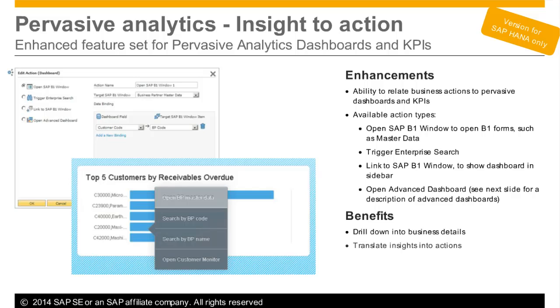With SAP Business One 9.1 version for SAP HANA, the Pervasive Analytics Designer has been enhanced. There is now the ability to relate business actions to pervasive dashboards and KPIs. The available action types are: open SAP B1 window to open B1 forms such as master data, trigger enterprise search, link to SAP B1 window to show dashboard in sidebar, and open advanced dashboard. See next slide for a description of advanced dashboards. With these new innovative enhancements, it's possible to drill down into business details and translate insights to actions.